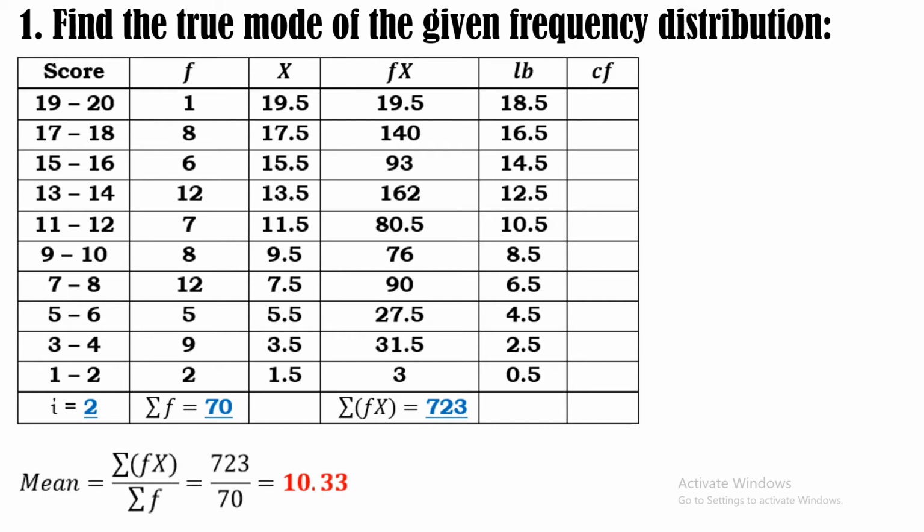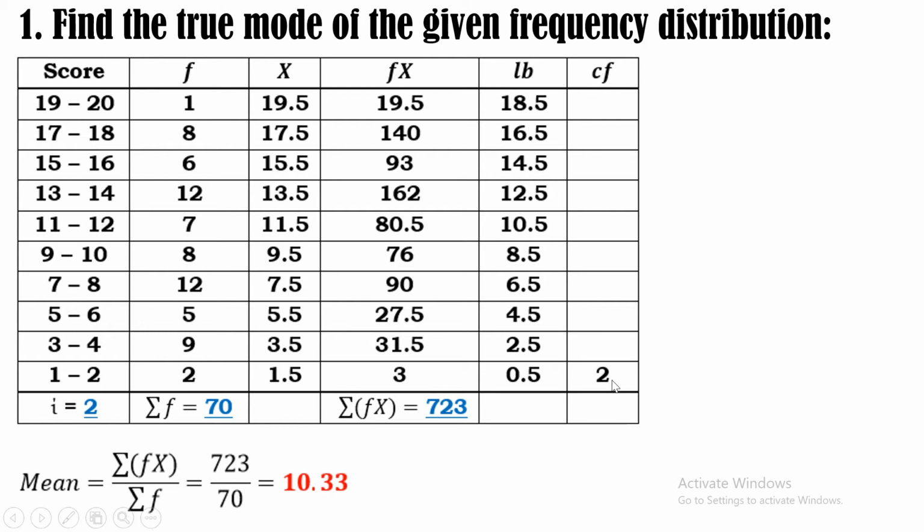Now, let's have the last column. We have the cumulative frequency. Let's start at the bottom. The cumulative frequency of the lowest class interval should be equal to its respective frequency. So since we have 2 here, then that means the cumulative frequency of this lowest class interval is 2. To find the succeeding CF values, we have to add the next frequency.